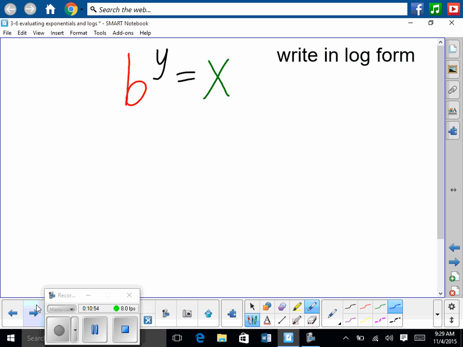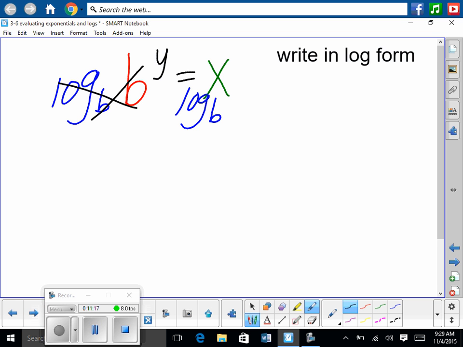Okay, b to the y is equal to x. If we want to take the inverse of this and write it as a log, if we have base b to the y, we want to undo base b, we're going to take the log of base b of both sides of the equation. That way, on the right, log to the base b and base b cancel out, and we have y is equal to log to the base b of x. So this is taking the exponential and rewriting it as a log.